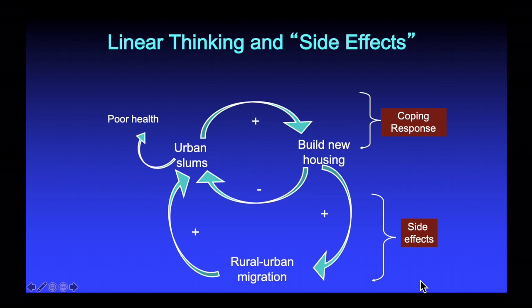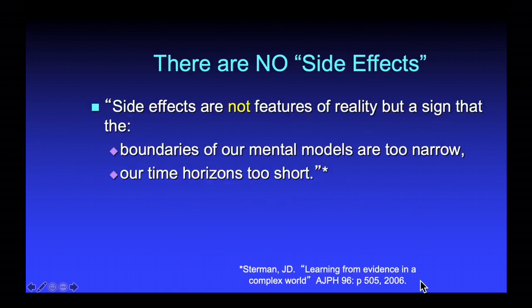Now, there's a problem with this linear thinking. To call the rural-urban migration to better housing a side effect is linear thinking. In linear thinking, we have effects and we have side effects. But the reality is that in systems thinking, there are no side effects. Side effects are not a feature of reality, but a sign that the boundaries of our mental models are too narrow. We're just looking linearly. And our time horizons may be too short, as in the case of the rural-urban migration.